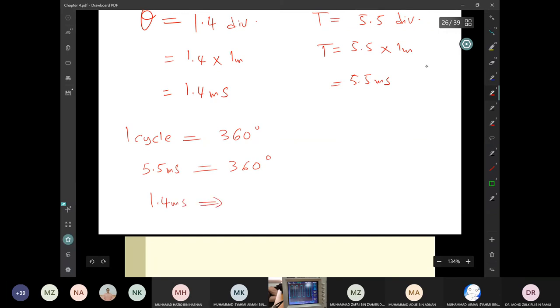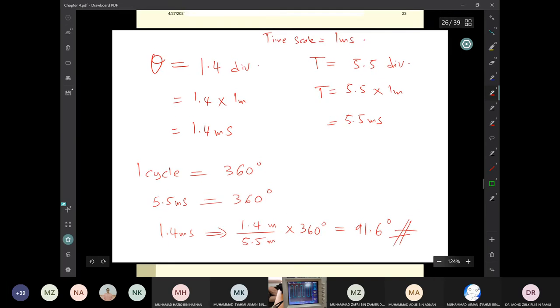So how many degree? Jadi 1.4 divide by 5.5 millisecond kali dengan 360 lah. Macam tu. 1.4 bahagi 5.5, kita akan dapat 91.6 degree. So that is how we convert time to degree.